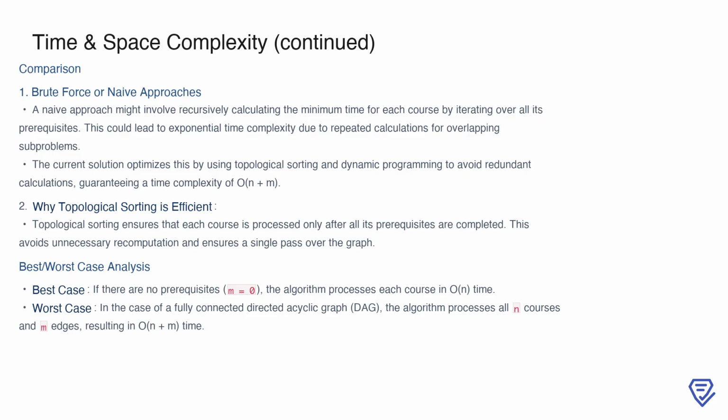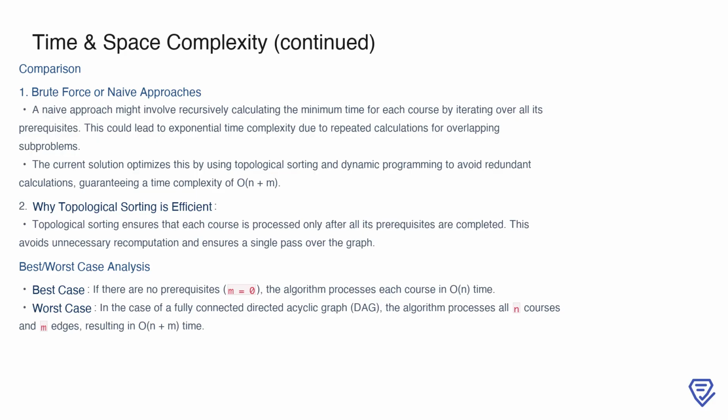Comparing this approach to brute force or naive methods highlights its efficiency. A naive approach might involve recursively calculating the minimum time for each course by iterating over all its prerequisites. However, this can lead to exponential time complexity due to repeated calculations for overlapping subproblems. In contrast, the current solution uses topological sorting combined with dynamic programming to avoid redundant computations, ensuring a time complexity of O(n + m). This efficiency is possible because topological sorting processes each course only after all its prerequisites are complete, avoiding unnecessary recomputation and ensuring a single pass over the graph.